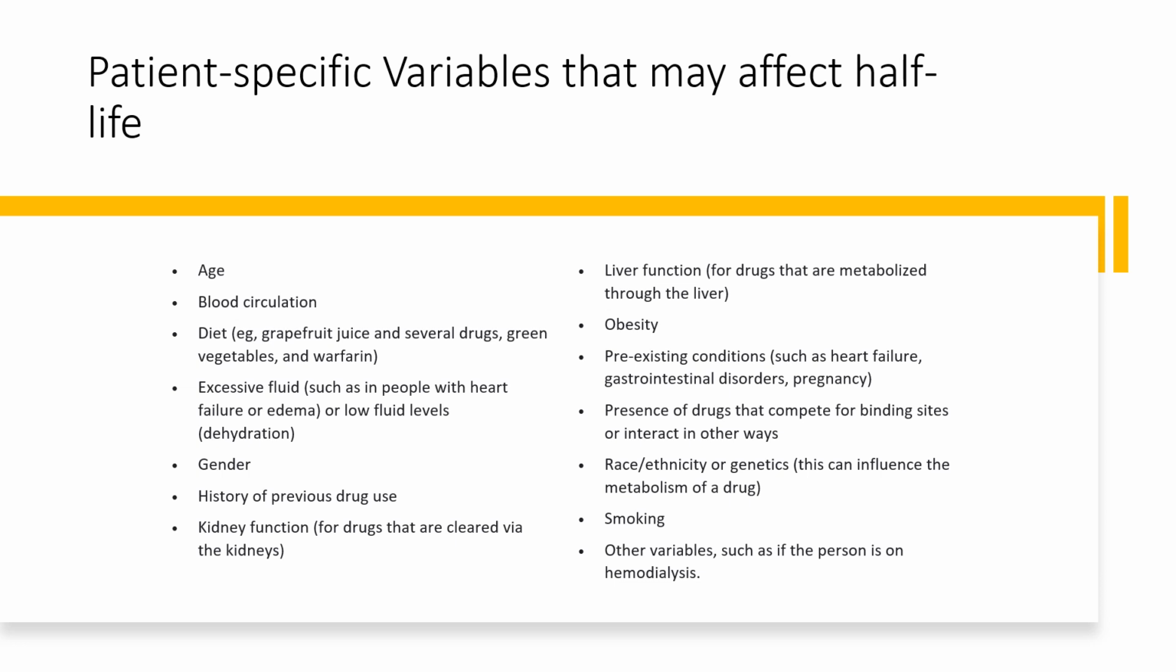testing. In this slide here, you see the patient-specific variables, including age, blood circulation. Very important to point out kidney function and liver function because they are the key points of metabolism in the body. And other things you see, obesity, smoking, and so on.